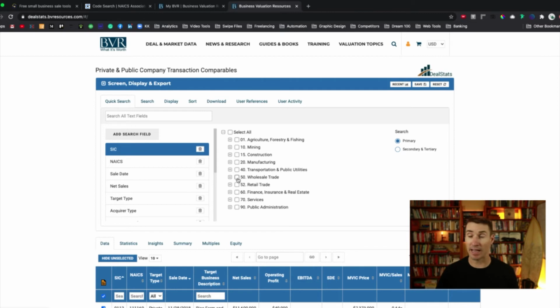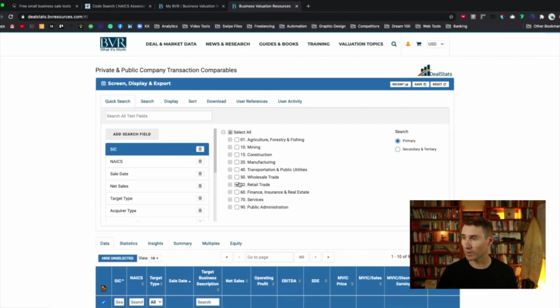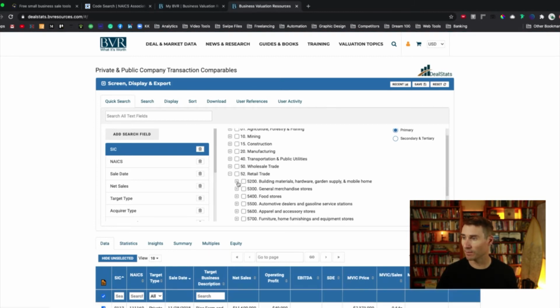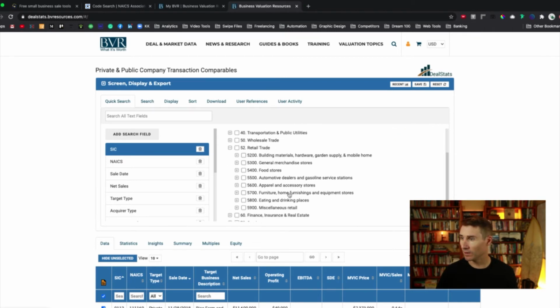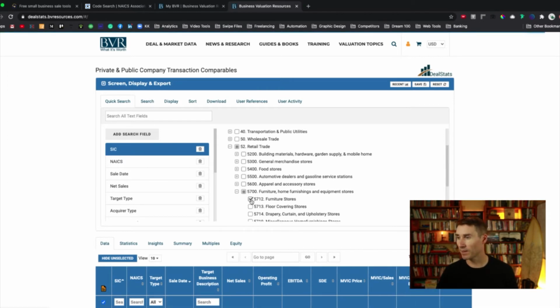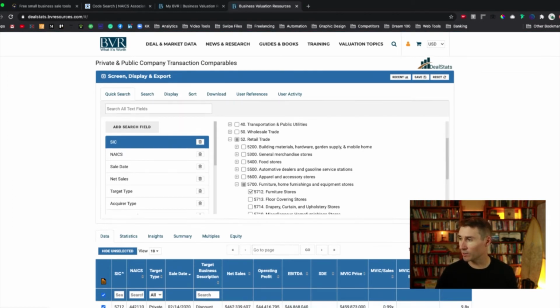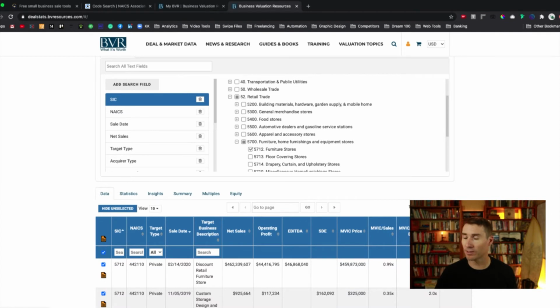In this site, it actually makes it even easier. You don't necessarily even need the NAICS code. You can just search over here on this side. So we go, okay, we're retail. We're going to open this retail up, and furniture, home furnishings, and furniture stores. Then we just click furniture stores, right? What that does is pull up 81 records. So there are 81 businesses in this database that were furniture stores that have sold.